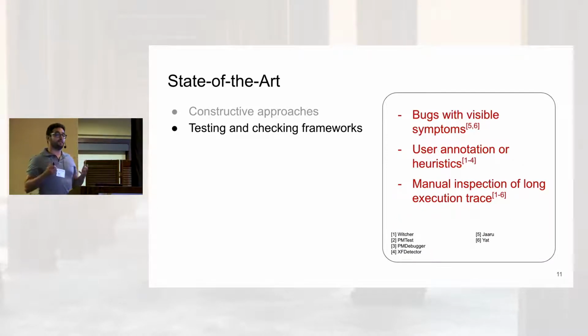Second, researchers have developed testing frameworks to find persistency bugs, but they have major drawbacks. For example, some of these tools can only catch bugs that have visible symptoms, such as assertion failures, or they require user annotations to catch bugs without visible symptoms, which is error-prone. Also, in most cases, when a bug causes an execution to crash, it's very challenging to locate the bug because the developer needs to manually inspect long execution traces.